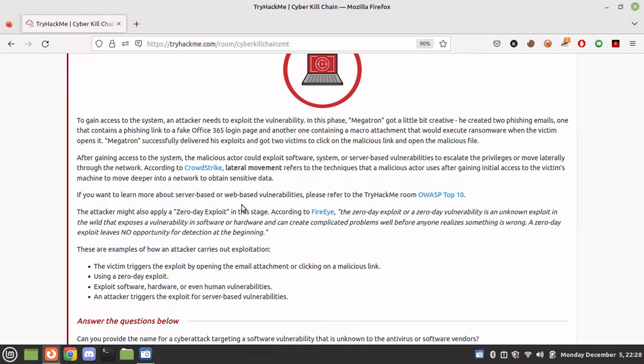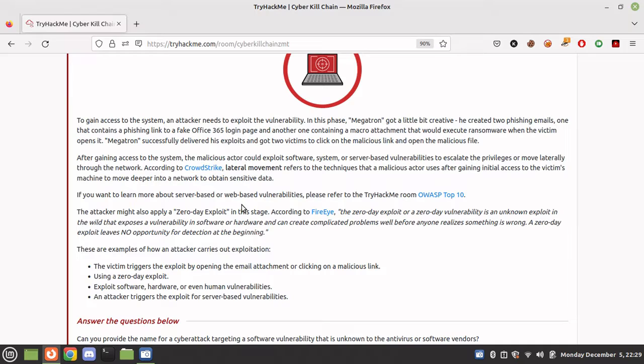So basically, it's like embedding that payload, embedding that malicious file with that payload. A malicious actor successfully delivered his exploit and got two victims to click on the malicious link and open a malicious file. After gaining access to the system, the malicious actor could exploit system, software, or server-based vulnerabilities to escalate the privileges or move laterally through the network.